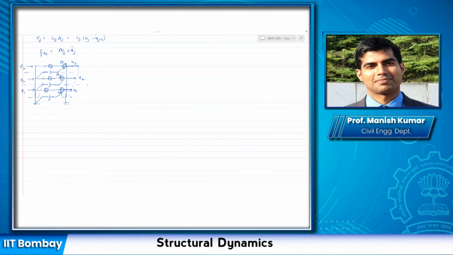For the topmost story, let me draw the free body diagram. It looks something like this. I have this mass M3 here, or let me first write down the other forces. Remember, it is moving towards right. What would be the acceleration at this level? It would be mass times U3 double dot. This would be the inertial force acting opposite to the direction of motion.